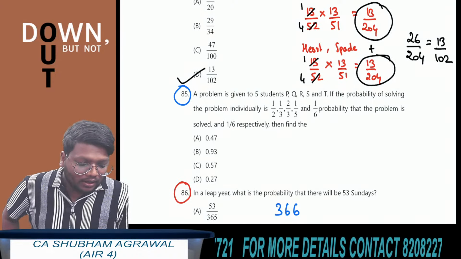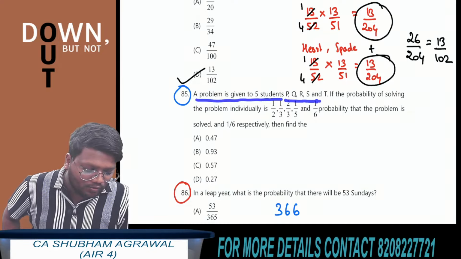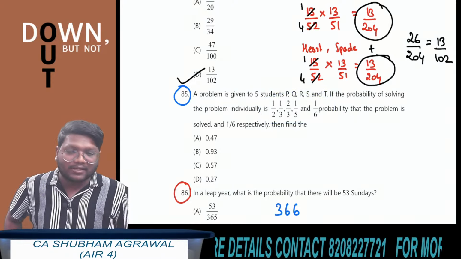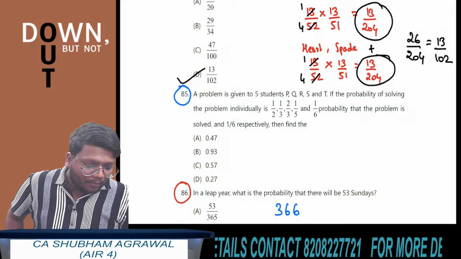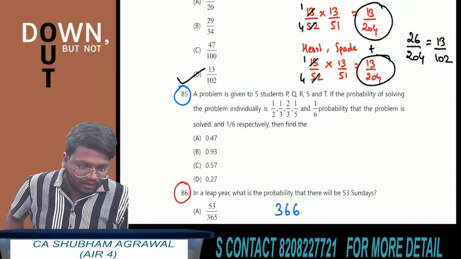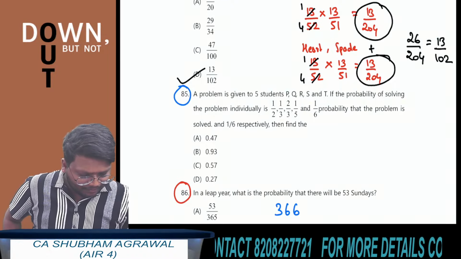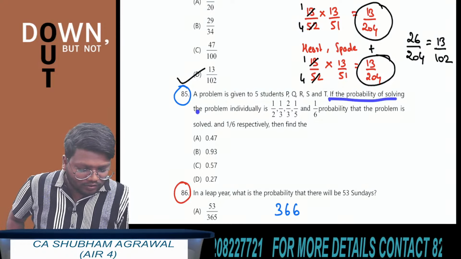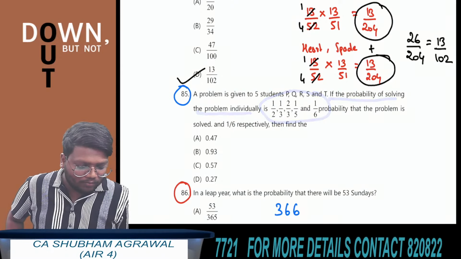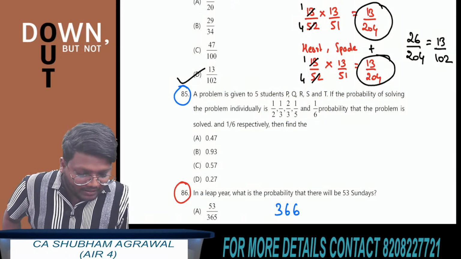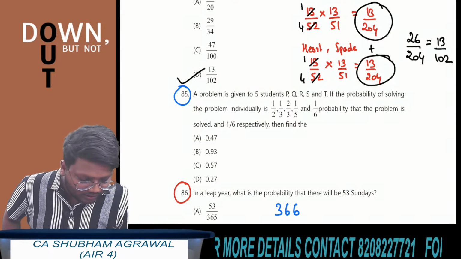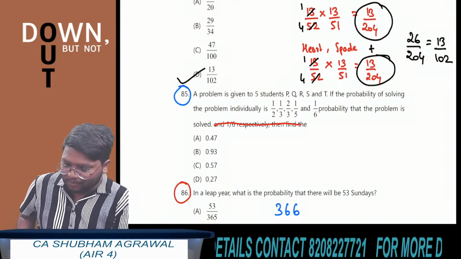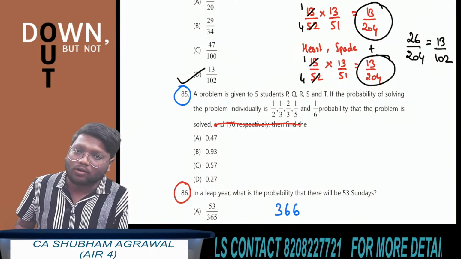Question number 85. A problem is given to 5 students P, Q, R, S and T. If the probability of solving the problem individually is 1 by 2, 1 by 3, 2 by 3, 1 by 5 and 1 by 6, the probability that the problem is solved... I think there is some printing mistake here. What is the probability that the problem will be solved? You have to find the probability that the problem will be solved.